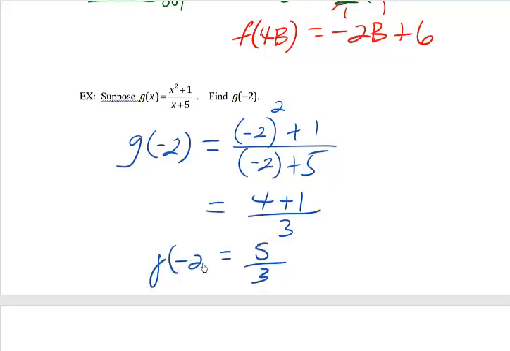I say g of negative 2 is 5/3. All that means, when I stick negative 2 in, I get 5/3 out. Or another way you could say it, when the x is negative 2, the y is 5/3. We will be using function notation quite a bit as we move through this course.